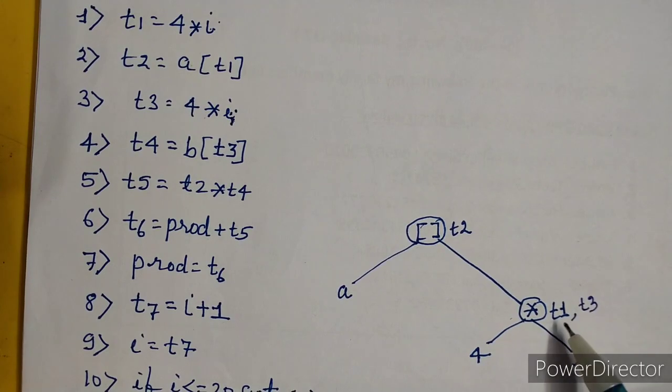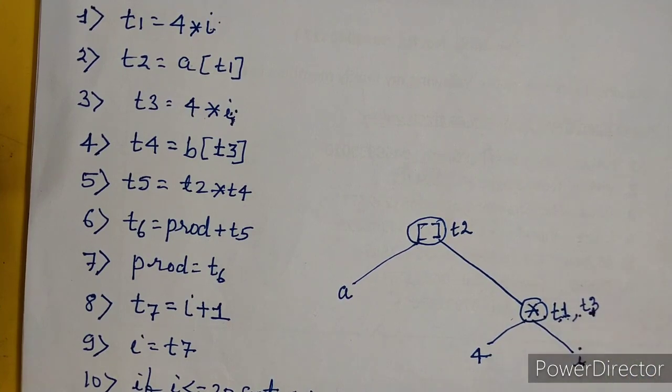So T1 and T3 are representing the same calculation, and they are common sub-expressions because both T1 and T3 are the same. In this DAG we can represent common sub-expressions. We can identify those expressions that are common because they are representing the same node.